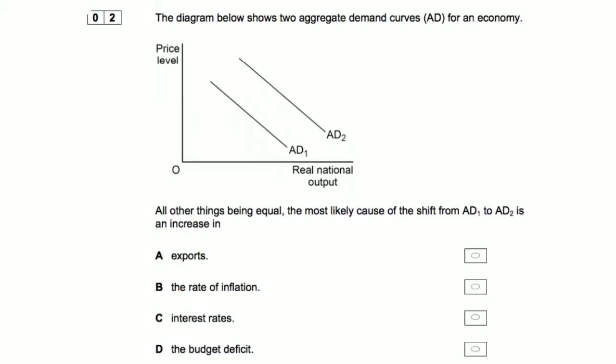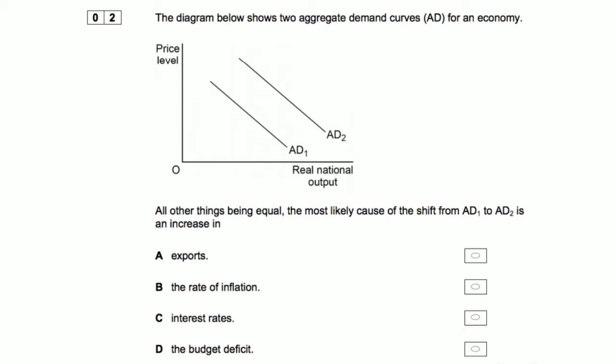So let's move on to question 2. The diagram below shows 2 aggregate demand curves for an economy. All other things being equal, the most likely cause of the shift from AD1 to AD2 is an increase in, and then we have 4 options.